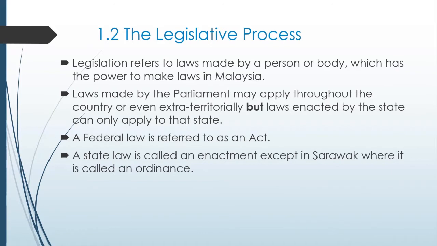Next, the legislative process. Legislation refers to laws made by a person or body which has the power to make law in Malaysia. Laws made by the Parliament may apply throughout the country or even extra-territorially, but laws enacted by the state can only apply to that state. A federal law is referred to as an act. A state law is called an enactment, except in Sarawak, where it is called an ordinance.